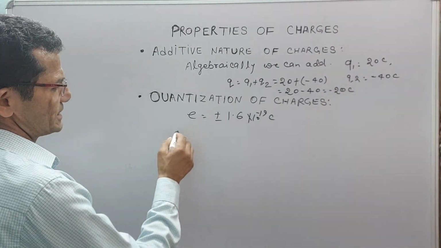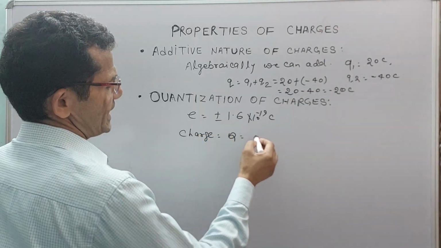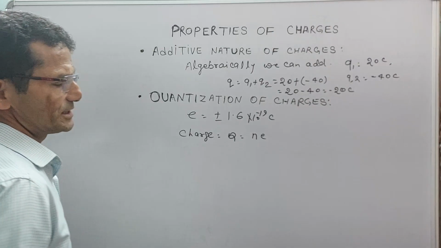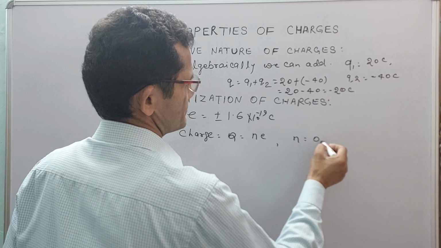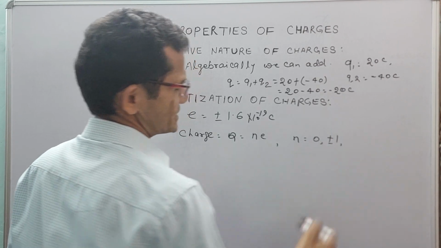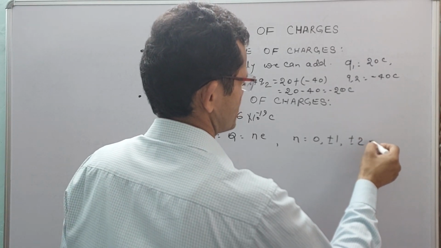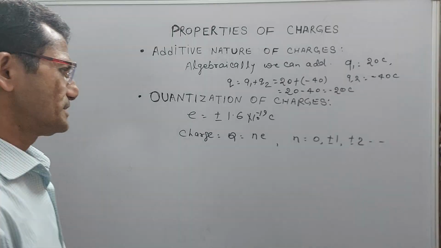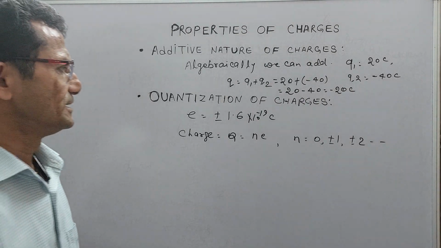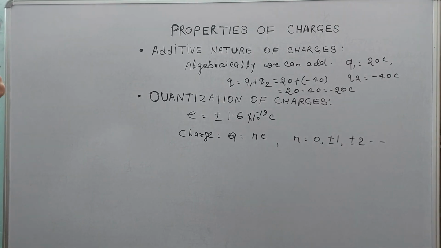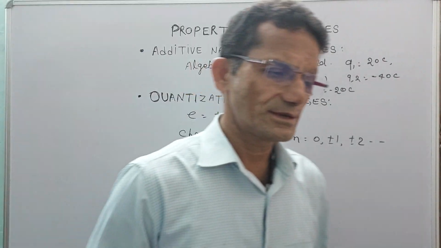It means that the charge Q is equal to n times e. Here n should be an integer. It can take any value: 0, plus or minus 1, plus 1 if the charge is positive and minus 1 if negative, plus or minus 2, and this goes to infinity. So Q is equal to ne. Any object can have a charge that is a multiple of this minimum charge e. This is according to classical physics, but modern physics can say something else.